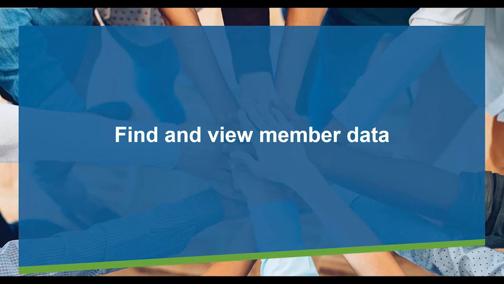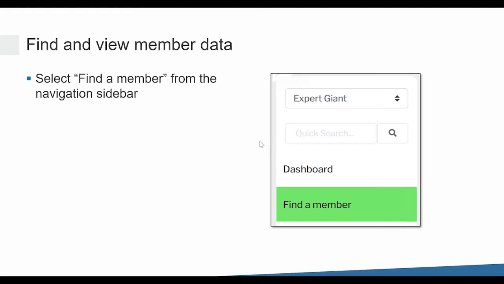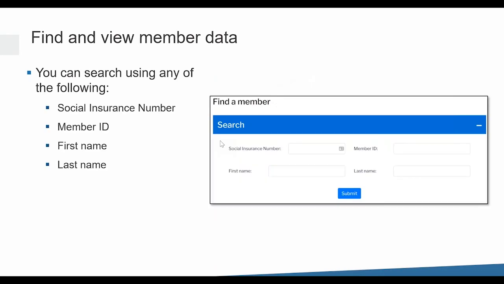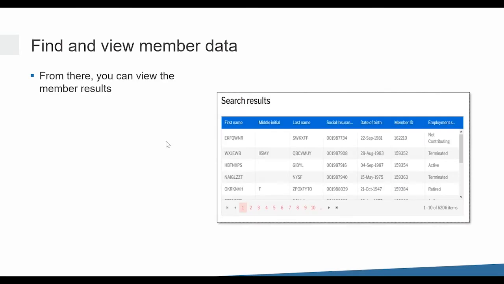Now let's take a look at how you can locate and view your members' data. You can search for a member in the dashboard's quick search section or by selecting the Find a Member section on the left-hand side. You can find a member by searching by last name, first name, or SIN. If you search by last name or first name, you will get a list of potential matches to select from.